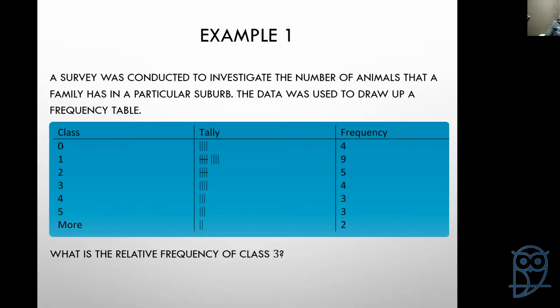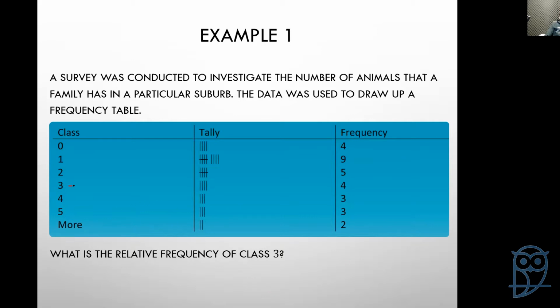So the amount of families that had no pets was 4. The amount of families that had 1 pet was 9. 2 pets is 5. 3 pets is 4. 4 pets is 3. 5 pets is 3. And more than 5 pets, those crazy people, there were only 2 families in the suburb that had that. And the question is, calculate the relative frequency of class 3. So how many families only had 3 pets? And I suppose that's not really an only statement, but there are more. So let's say, how many families had 3?